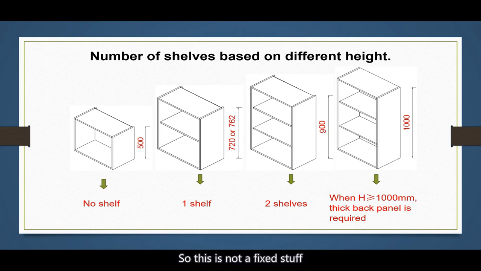This is not a fixed rule, so you can always add extra shelves if you want. For example, you can have two shelves for this one, no problem. It's just extra cost. But for this, these are the numbers of shelves we recommend. If the space is too small, it doesn't provide enough room to store stuff, but if it is too big, that would cause a waste of space.